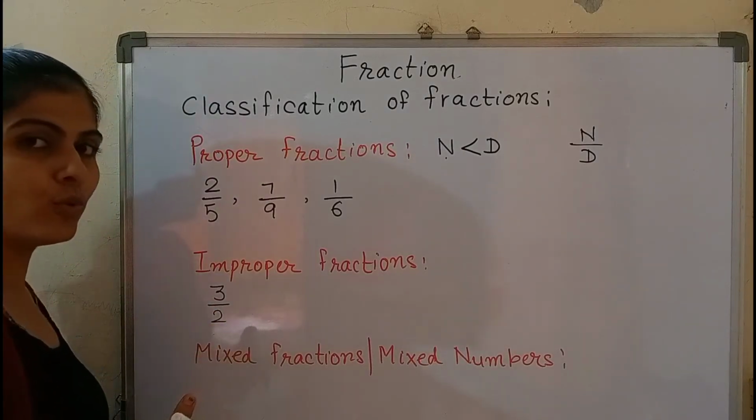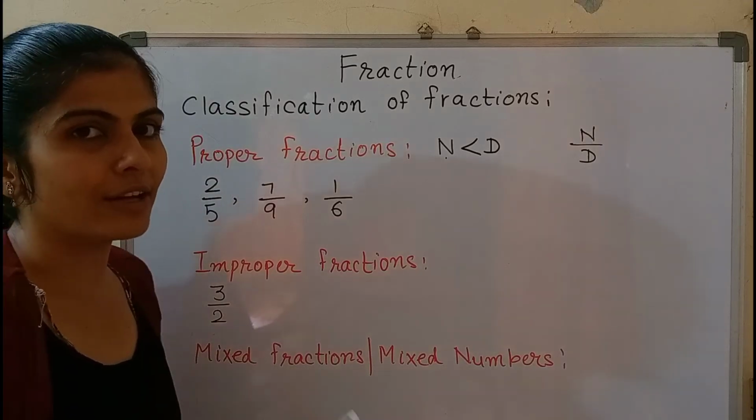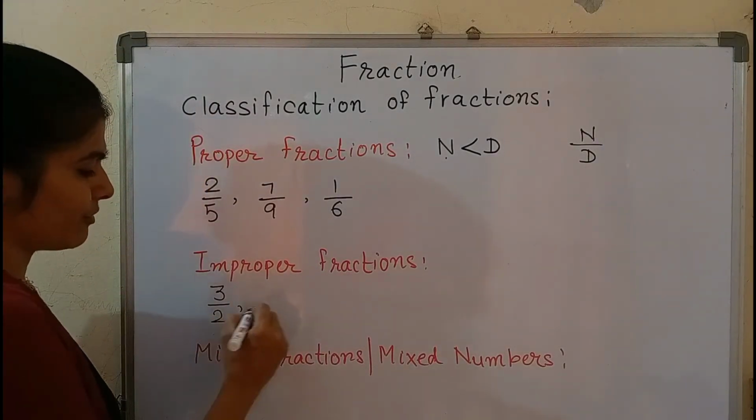But 3 over 2 means I got 3 parts out of 2. If I divide something into 2 parts, how could I get 3? Can't, right? So we can say it is an example of an improper fraction.